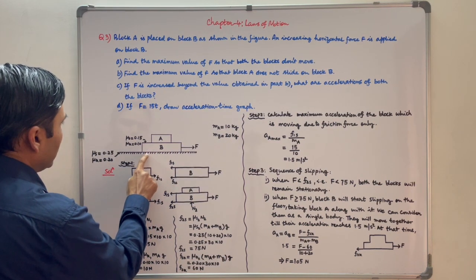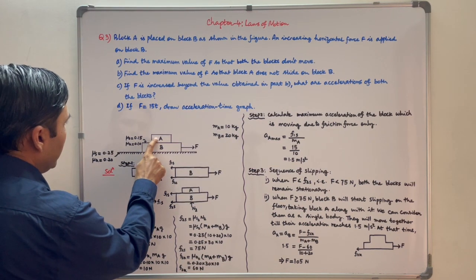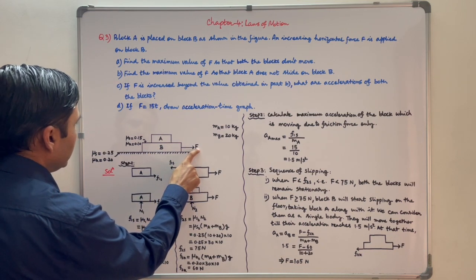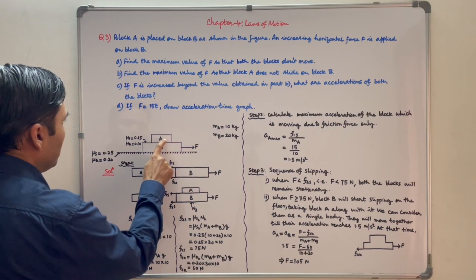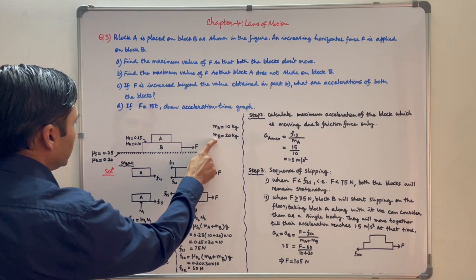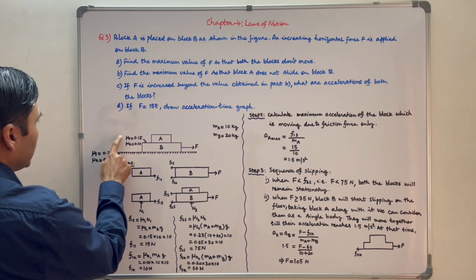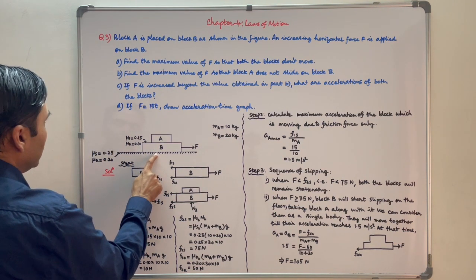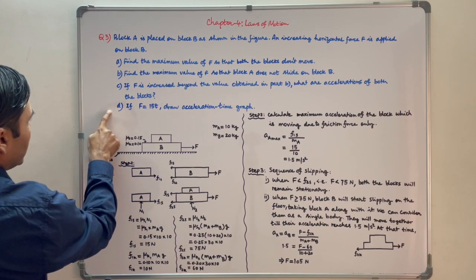Block B is kept on a rough floor. Block A is kept on block B. An increasing horizontal force F is applied on block B. Mass of block A is 10 kg and mass of block B is 20 kg. Coefficients of static and kinetic friction between these two contact surfaces are given. We have to answer these four parts.